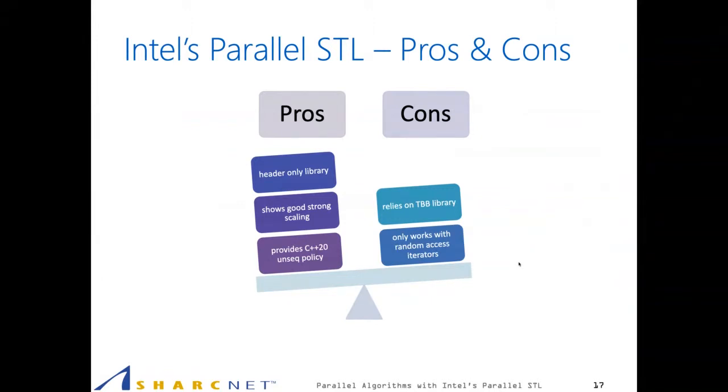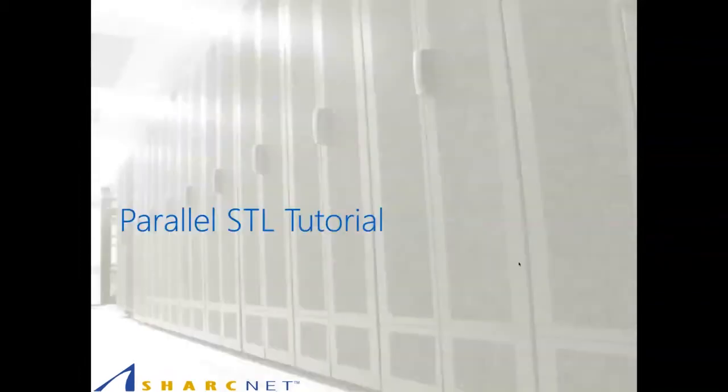So you can use it mainly on, for example, vectors and arrays, but you cannot use it on lists or forward-iterator lists, or other containers like deques, maps, and other things. And also unordered containers that were introduced in C++11. Another problem is that it also relies on the TBB library, so you need to configure that as well.